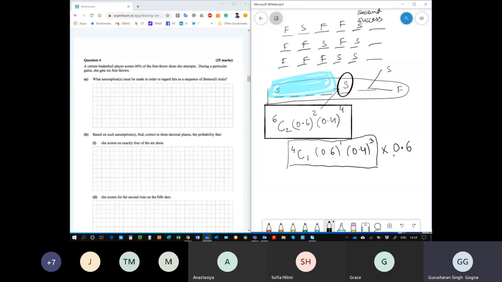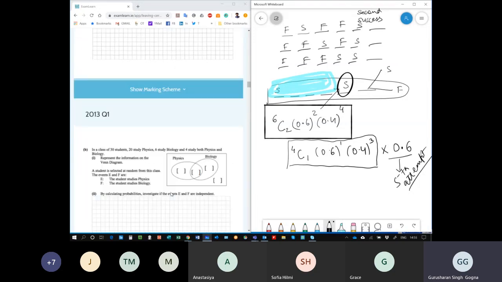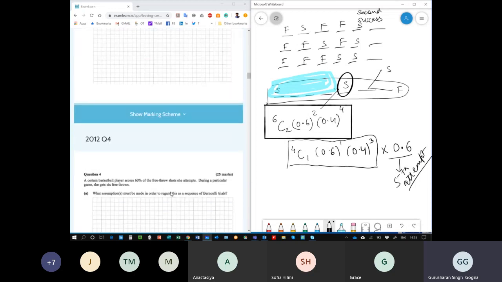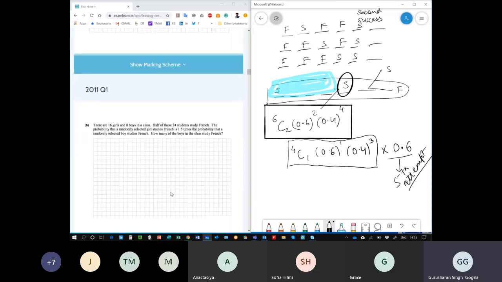So that's your 5th attempt, and that's your first success in the first 4 throws. So this is how you need to work it out. So that is the question related to Bernoulli's theorem.